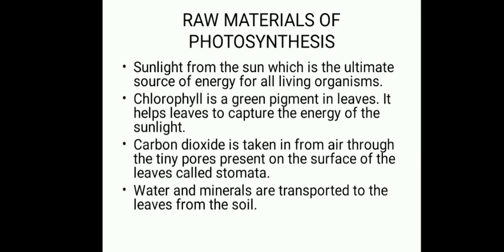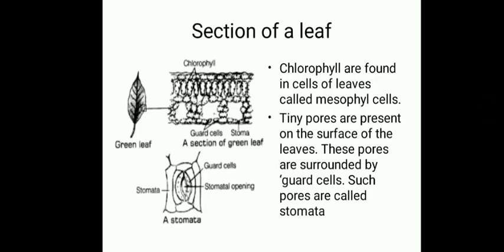Carbon dioxide, the plants get it from the air. How does carbon dioxide enter the plant? It enters through the small pores present in the leaves, which are called stomata. Water and minerals, the plant absorbs from the soil. There are special tissues called xylem which transport this water from the roots to the leaves. So these are the raw materials which are to be now used by the leaf to prepare food.